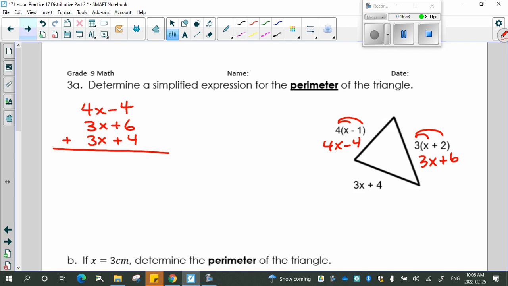And see, the negative 4 plus 4 is going to be 0, so it should be plus 6. And for that one, would it be 10? Yes, 10 x's, right? So then perimeter P is going to be 10x plus 6. P is 10x plus 6. Okay?